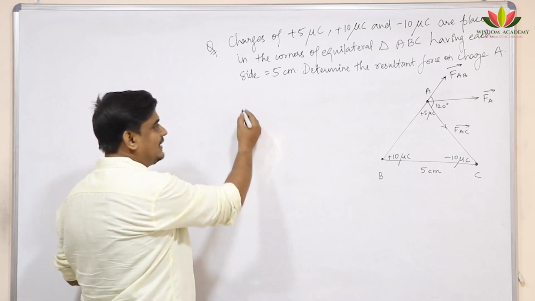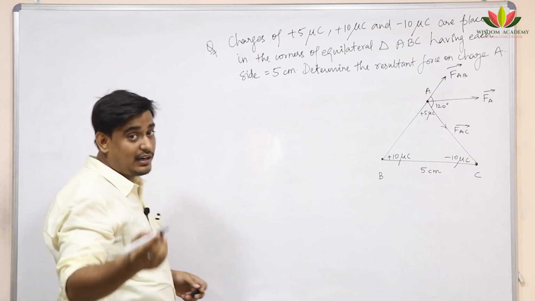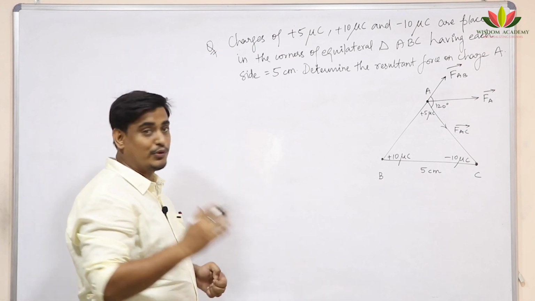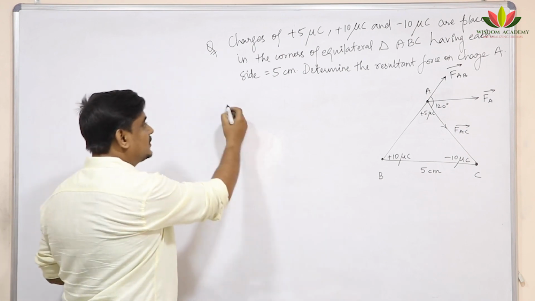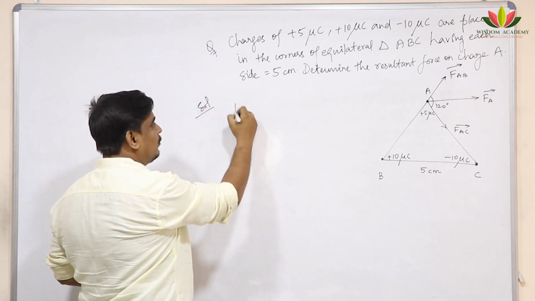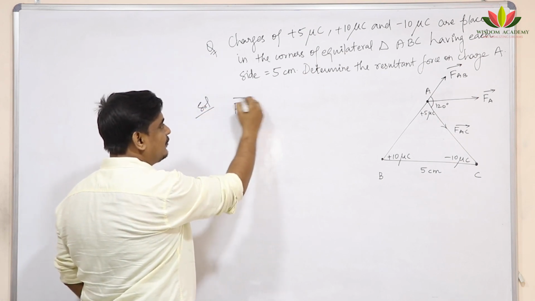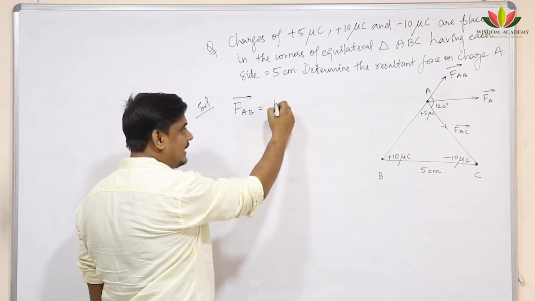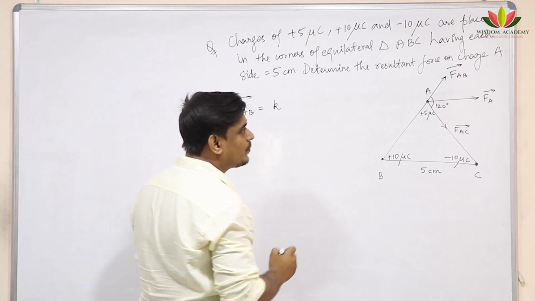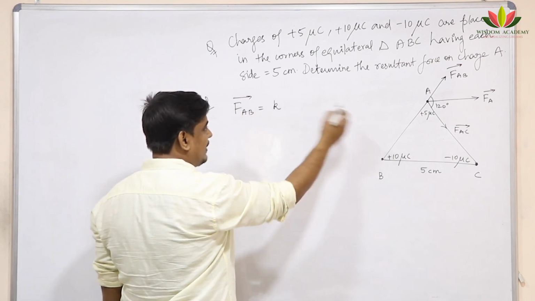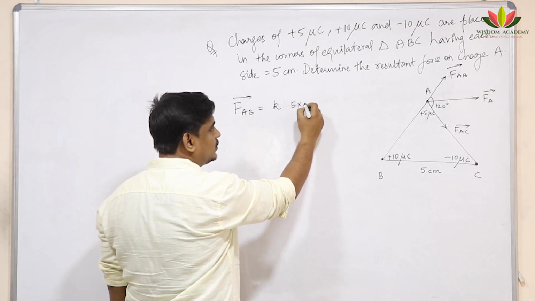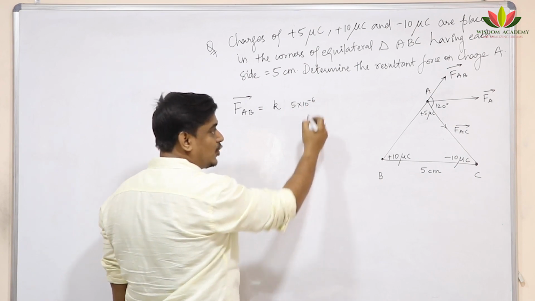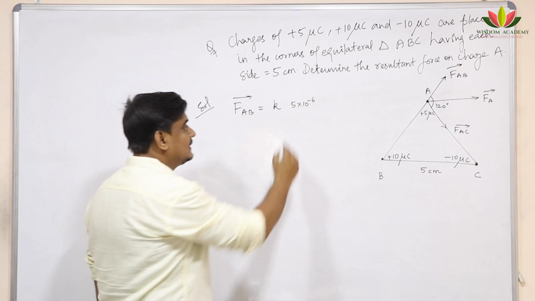Let us try to find each thing. I will not do it entirely for you, I'll just show how to start. You have to do it by yourself, right? So if I start, what is FAB? FAB is equal to K, what is Q? Q1 is 5 microcoulombs. I'll write 5 into 10 to the power minus 6. I hope you know micro is 10 to the power minus 6.